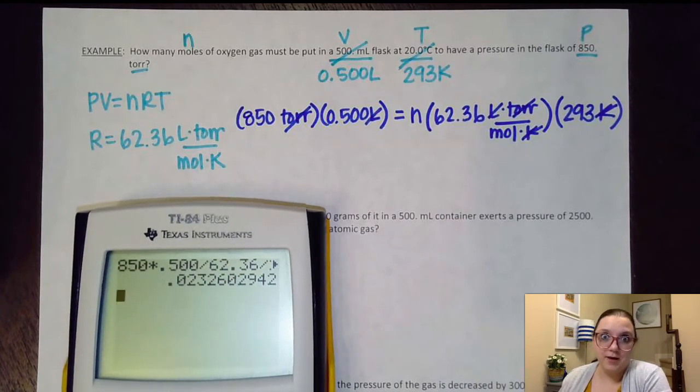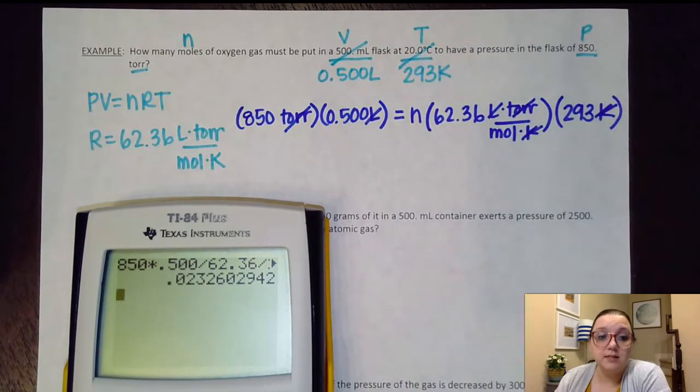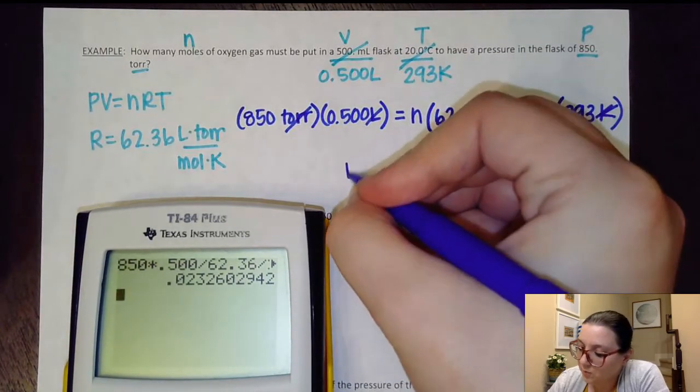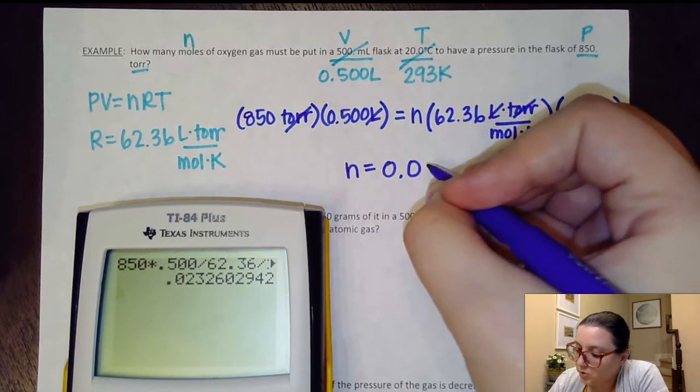Obviously, I don't want to have to report all those digits, so I'm going to think about what I would need to do to round for sig figs. If I notice, all my original numbers have 3 significant figures. So to round this for 3 significant figures, I would report that the number of moles is 0.0233.